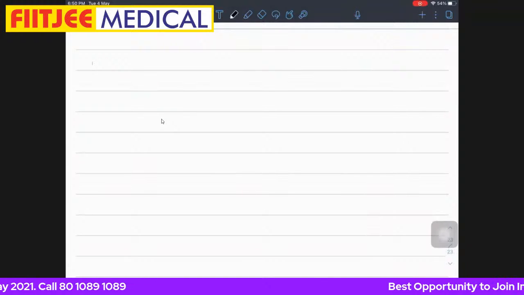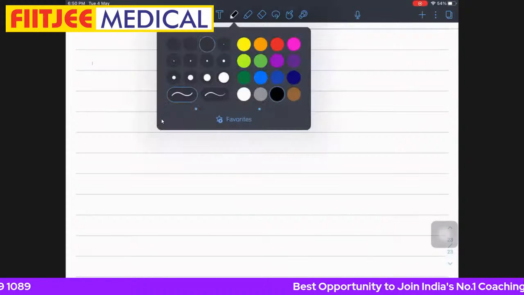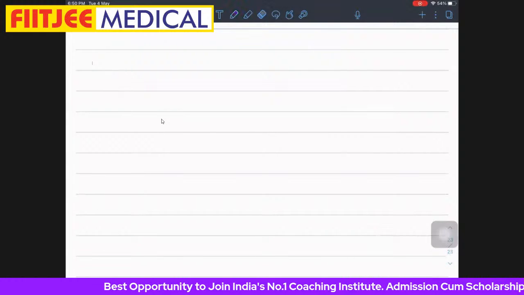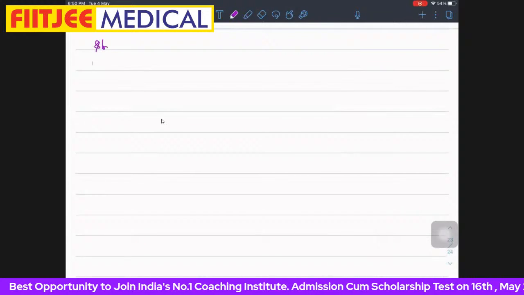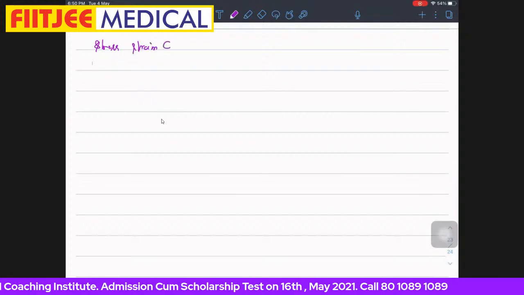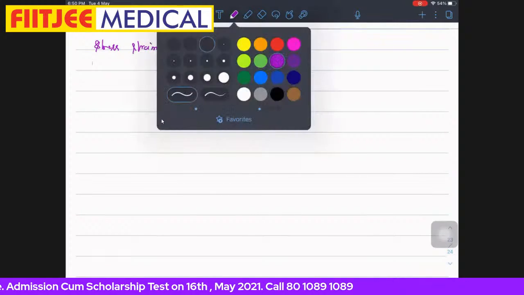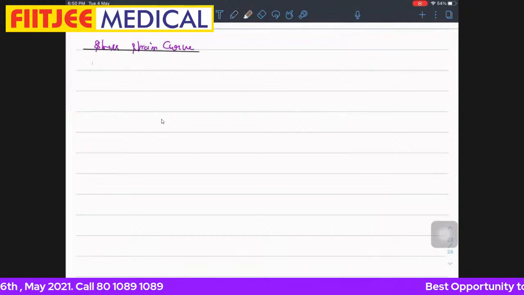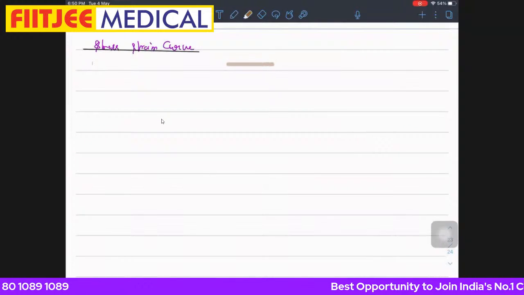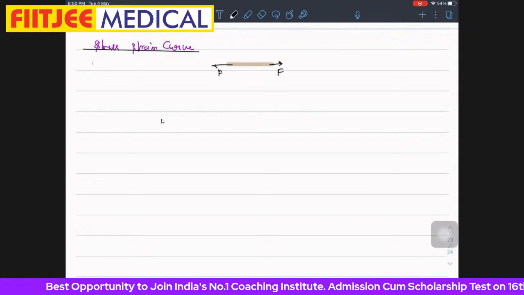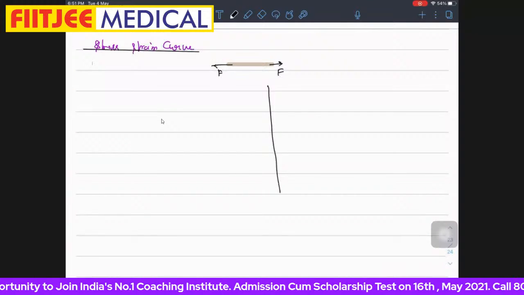After this, we'll understand the stress strain curve. So what is the stress strain curve? If we take a wire and pull it from both sides and slowly study its behavior, that leads to the stress strain curve.